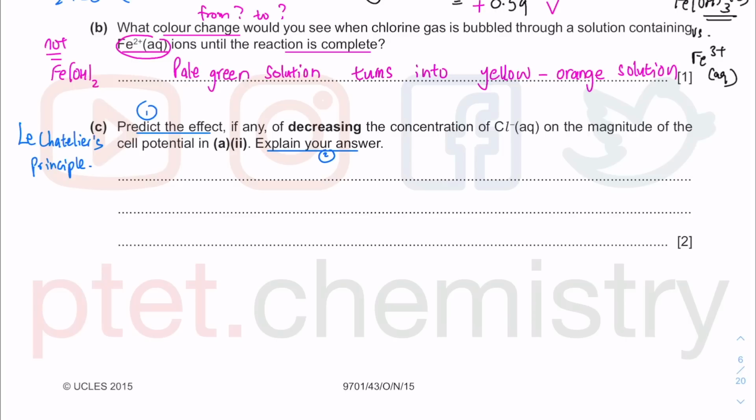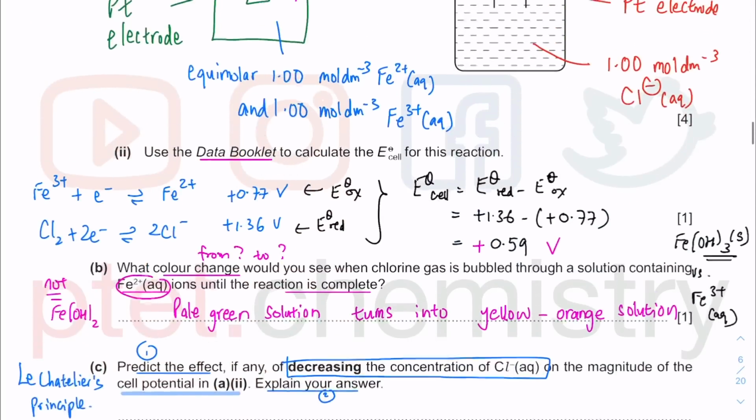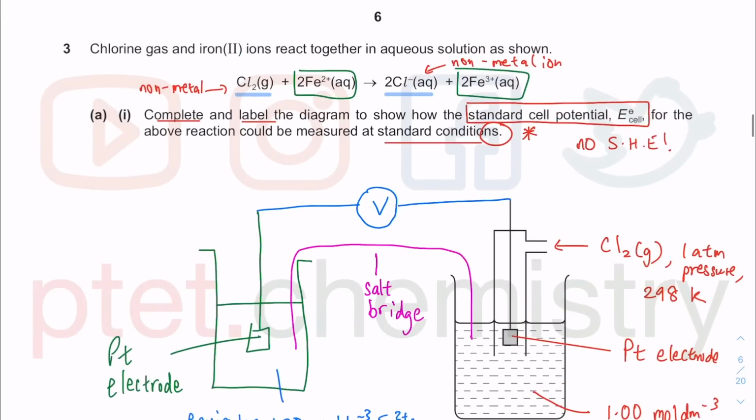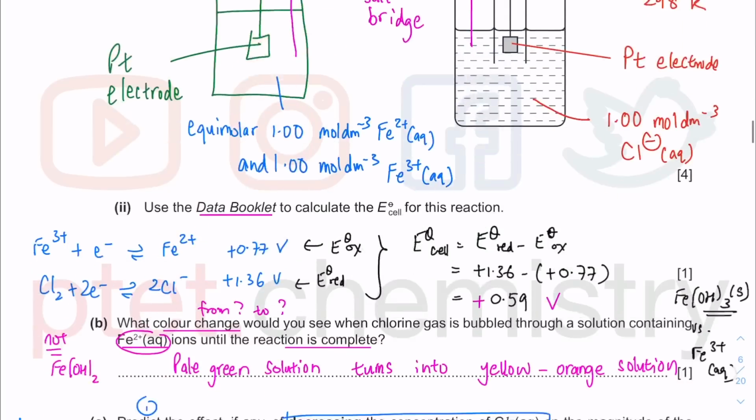What is the effect of decreasing the concentration of Cl- on the cell potential? Okay, let's have a look at the overall equation. The overall equation looks like this, but it's actually in equilibrium. That's why these are called redox equilibria. So I'm just going to write this down as an equilibrium, and then we will try and consider it at the bottom when we see the equations.